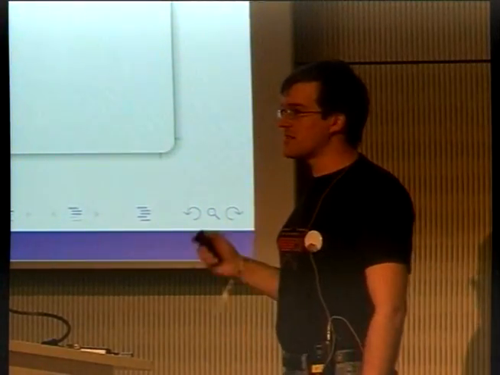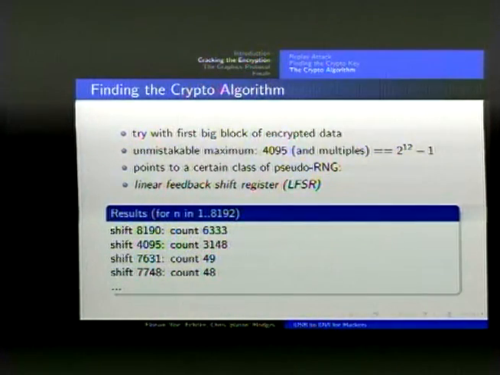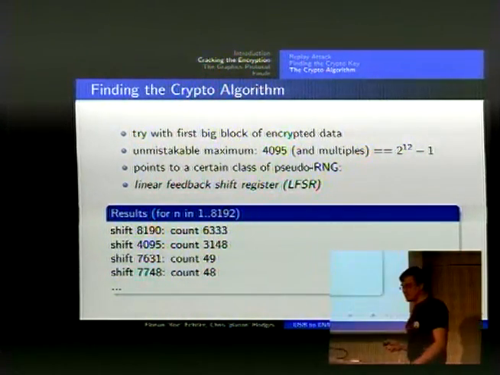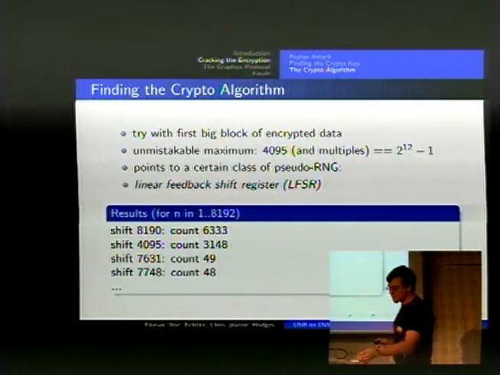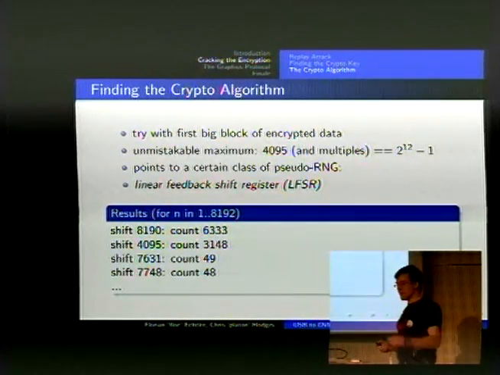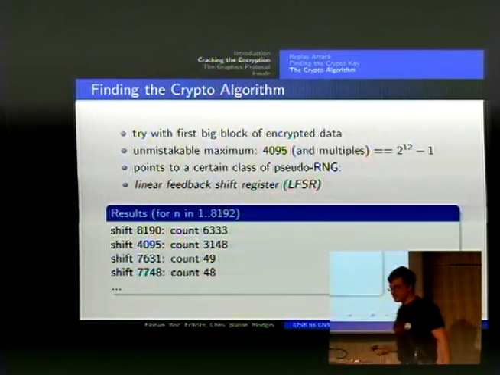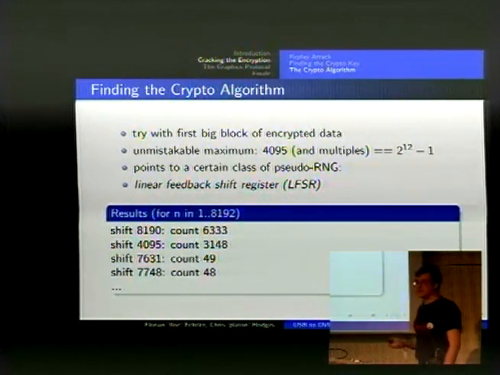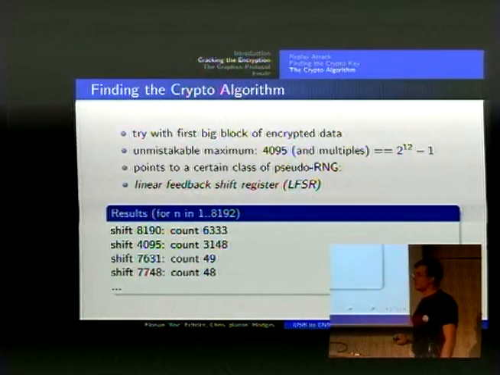And this points again to a specific kind of pseudo-random number generator, which is called a linear feedback shift register. And this is also interesting because these registers are often used in FPGA and ASIC programming, because they are very fast, and so this might have been a convenient choice for the developers of this device.